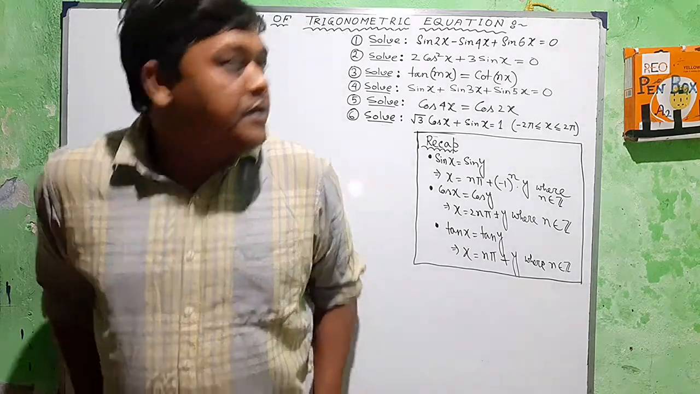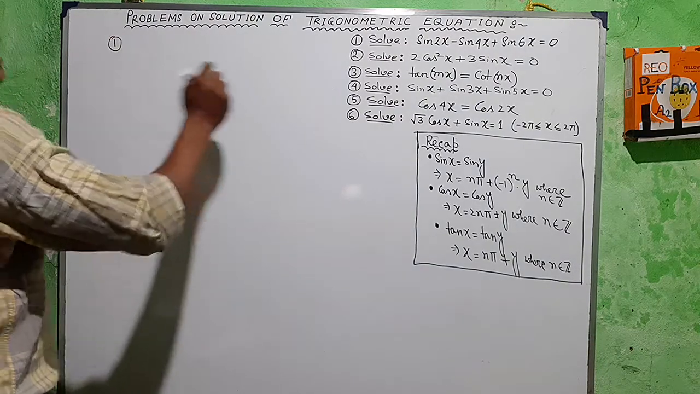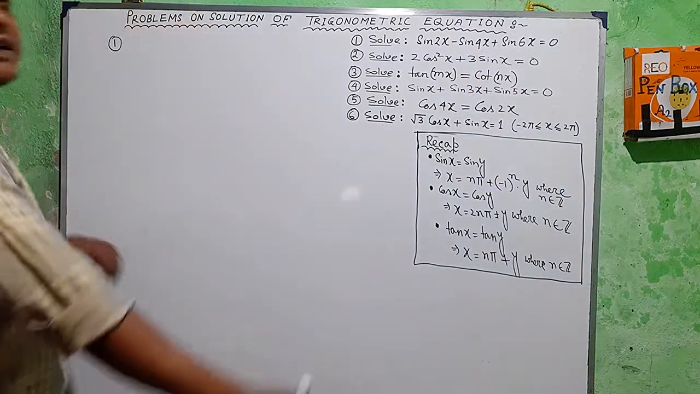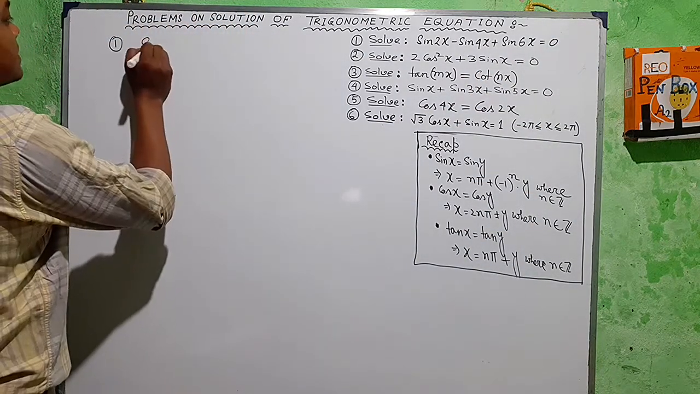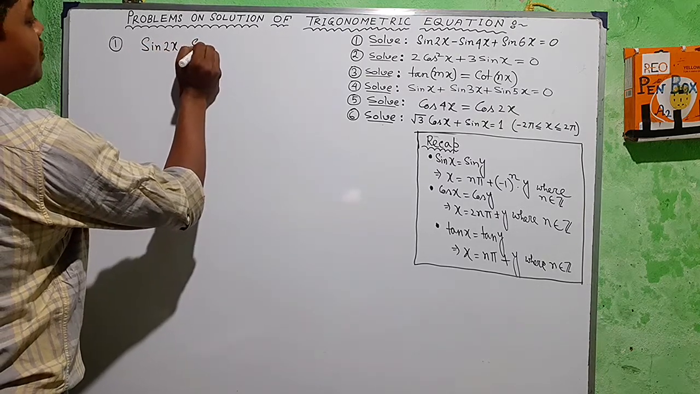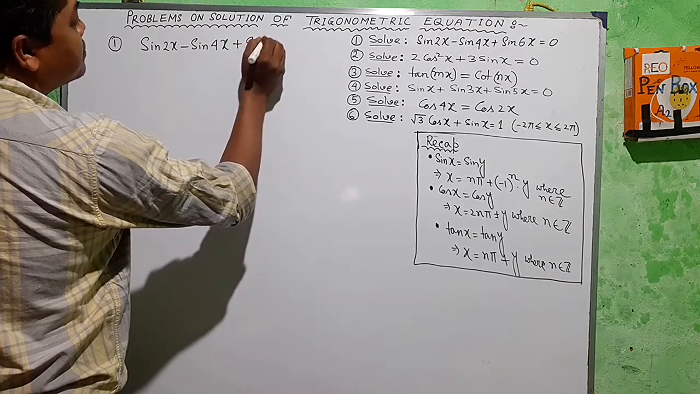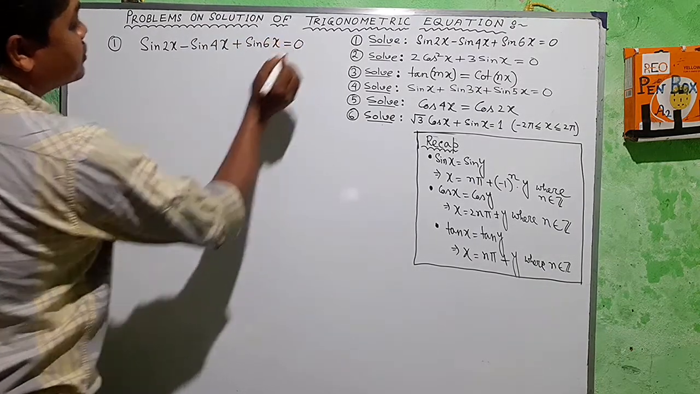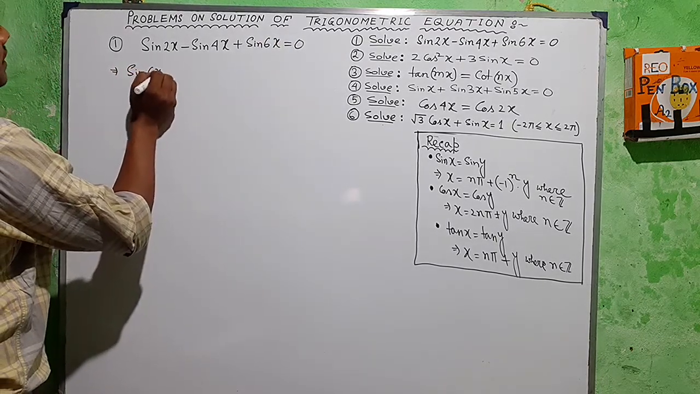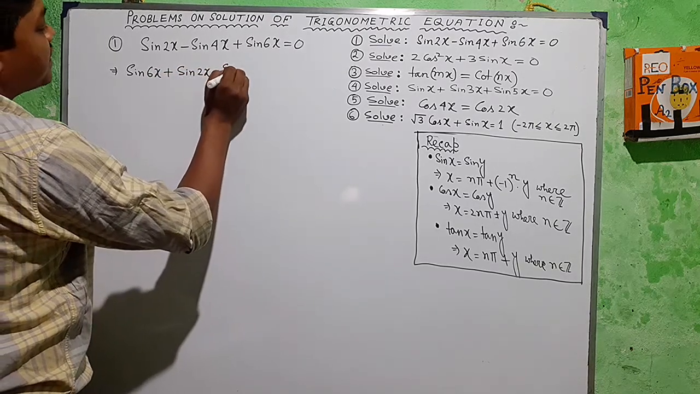Okay, let us start. The first problem is: solve the trigonometric equation sin 2x minus sin 4x plus sin 6x equals 0. So we have sin 2x minus sin 4x plus sin 6x equals 0. Now I club two parts: sin 6x plus sin 2x, minus sin 4x, equals 0.